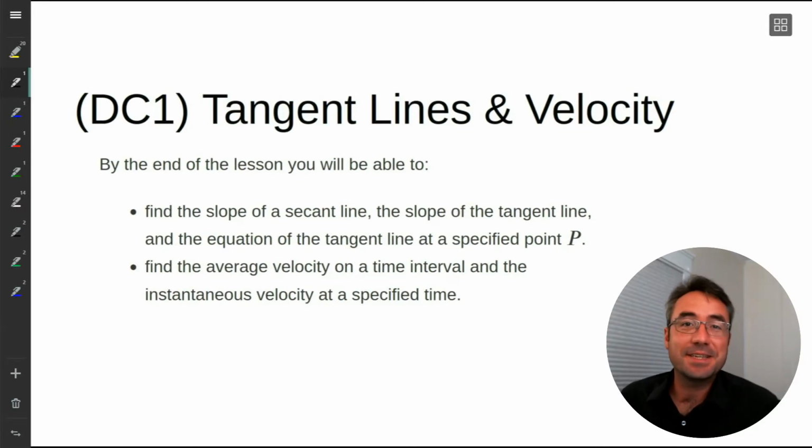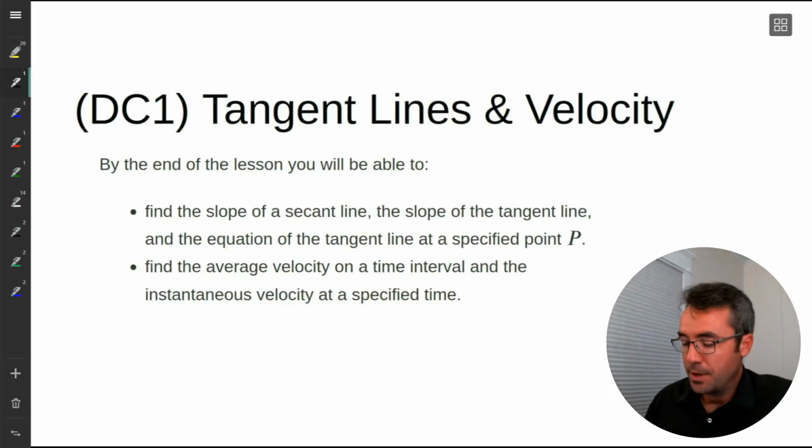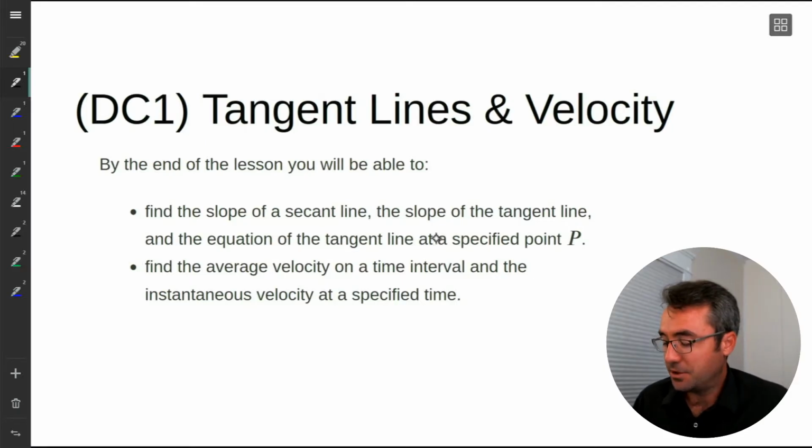Welcome everyone. In this lesson, we're going to be talking about tangent lines and velocity. And we're going to break this up into two parts. So the first part, we're going to see how to find the slope of a secant line, the slope of the tangent line, and the equation of our tangent line at a specific point P on our curve. In part two, we're going to see similar calculations, just a very different application. We'll see how to calculate the average velocity on a time interval for an object that's moving in a straight line. And then we'll also be able to see how to calculate the instantaneous velocity for that object at a specific time. All right, so for part one, we're dealing with tangent lines. Let's start.